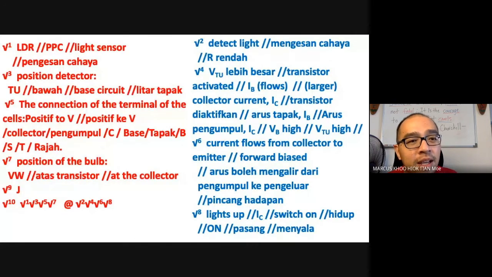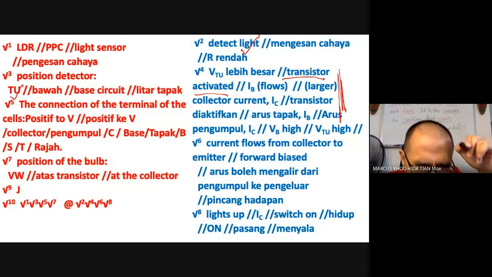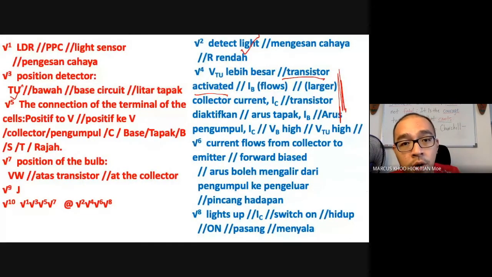Okay, it's okay. Right, so we have an LDR because it detects light. Okay, so this we learn from our mistakes. Position of the detector is at TU. Okay, and there can be many answers for this one. You can say it activates the transistor. The transistor can switch on. You can say that if the LDR is at the bottom, the base current can flow. Okay, it can cause a large collector current. Okay, so there are many answers. Or you can even say the voltage of TU is high. Okay, there are many reasons.